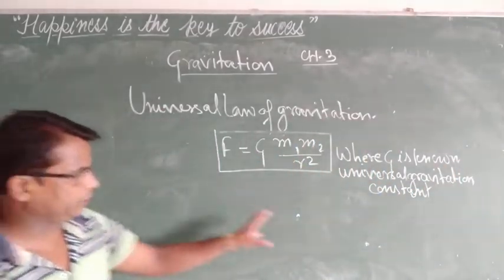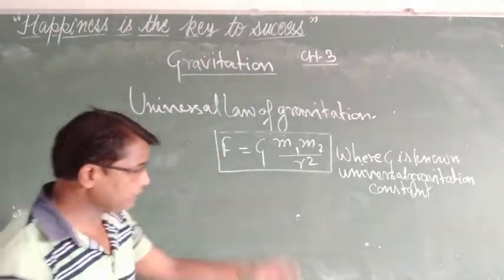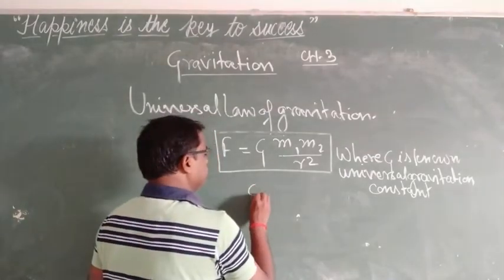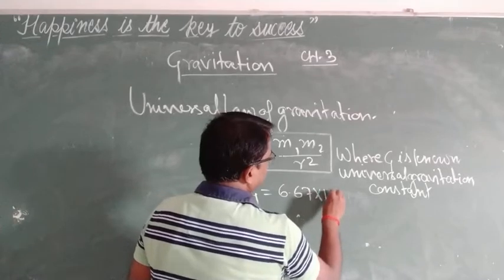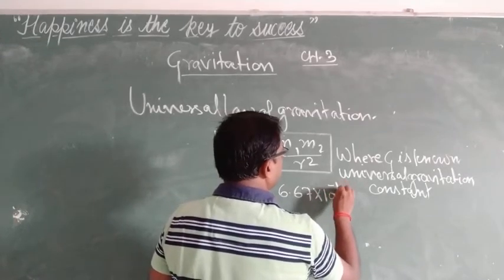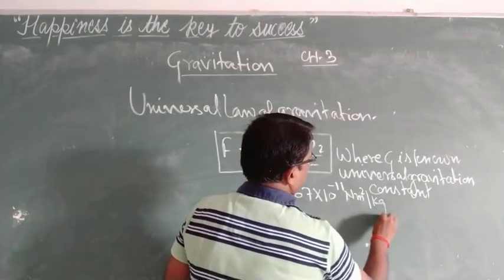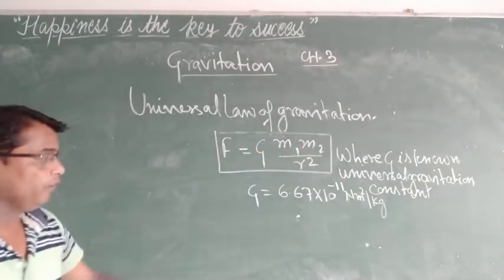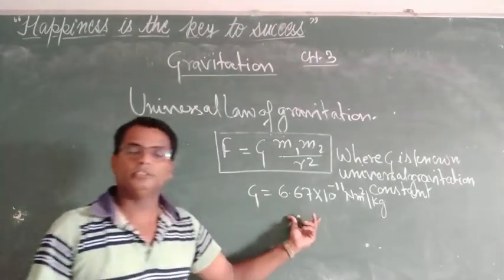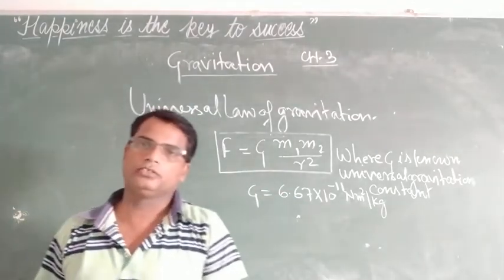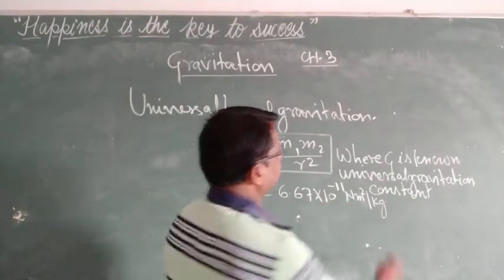Capital G is known as the universal gravitational constant. Its numerical value is 6.67 into 10 to the power minus 11 Newton meter square per kilogram square. From this numerical value, all of you concluded that the unit of the universal gravitational constant is Newton meter square per kilogram square.